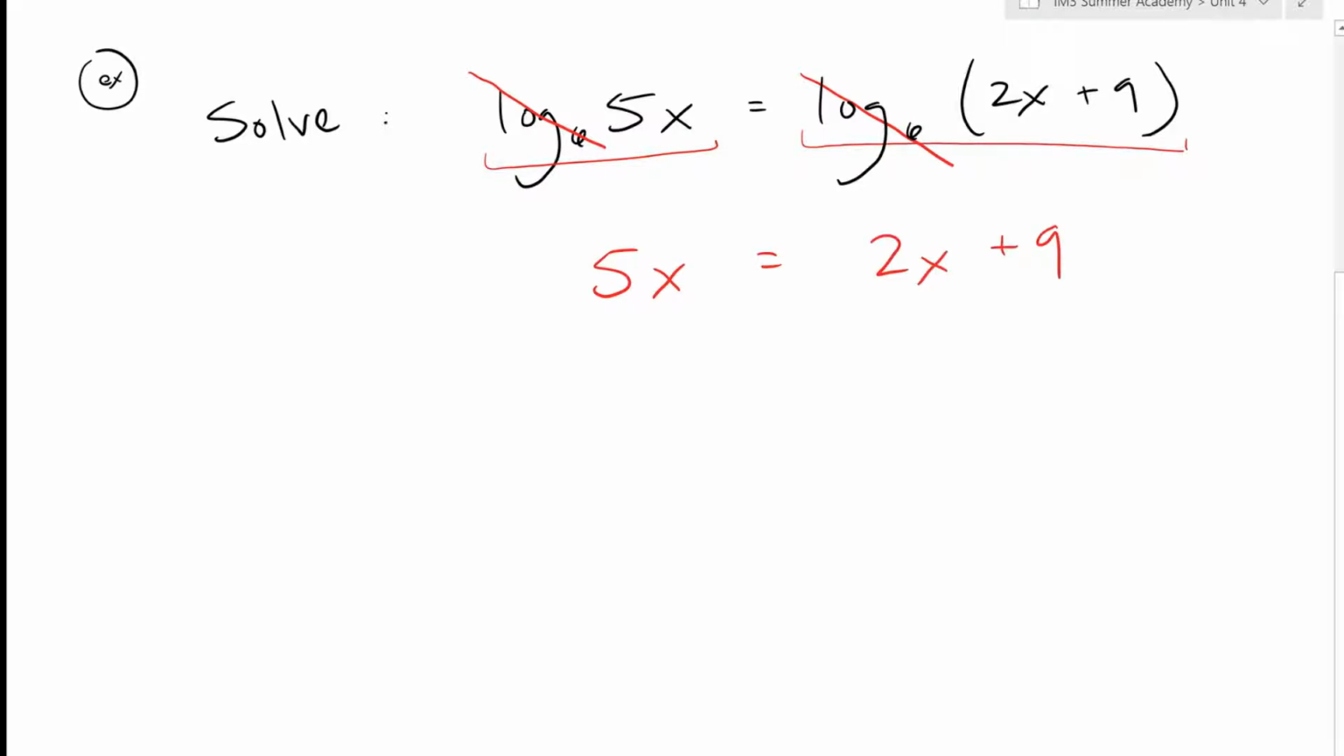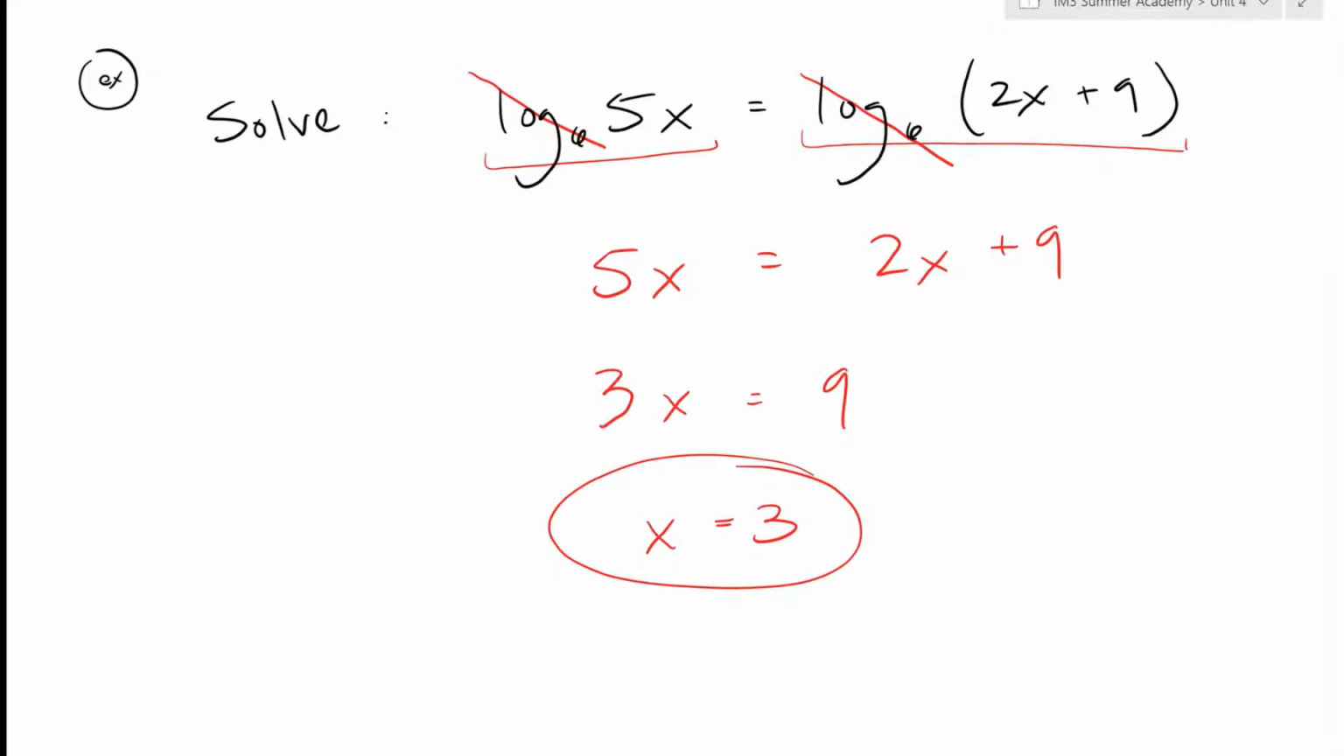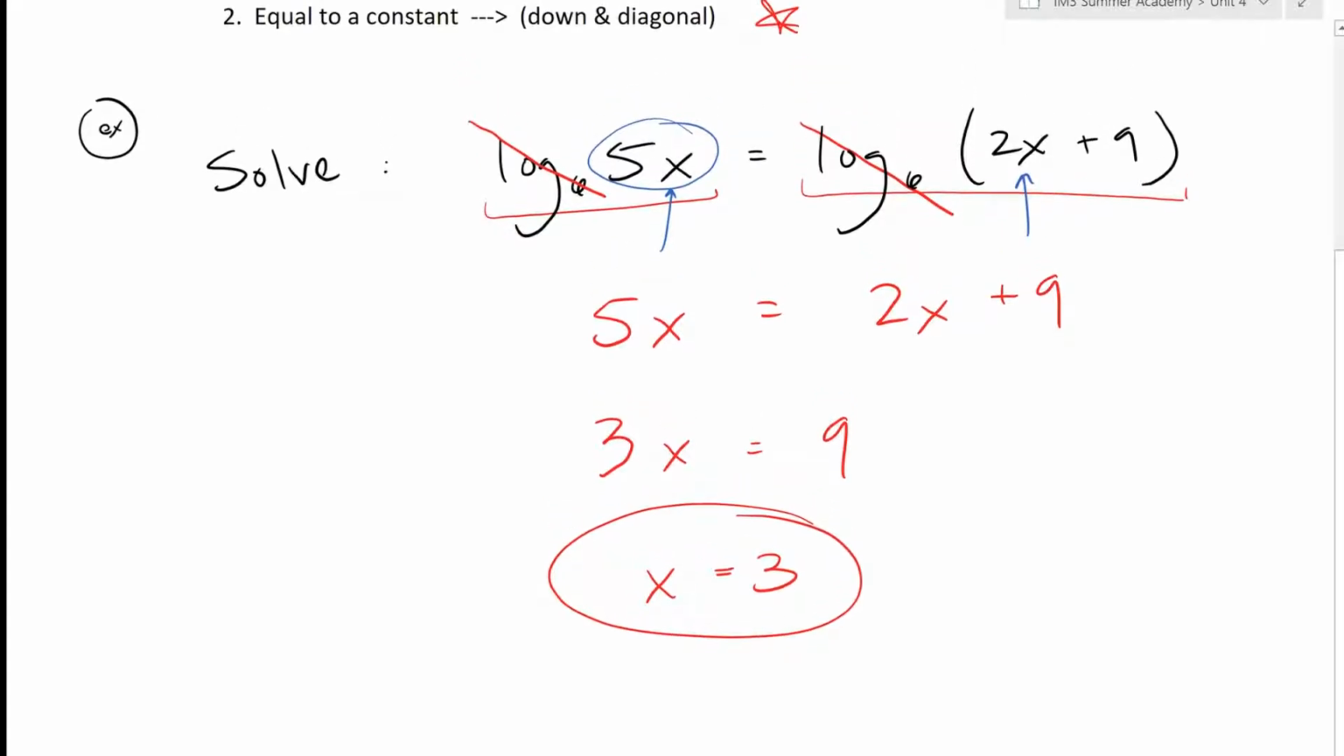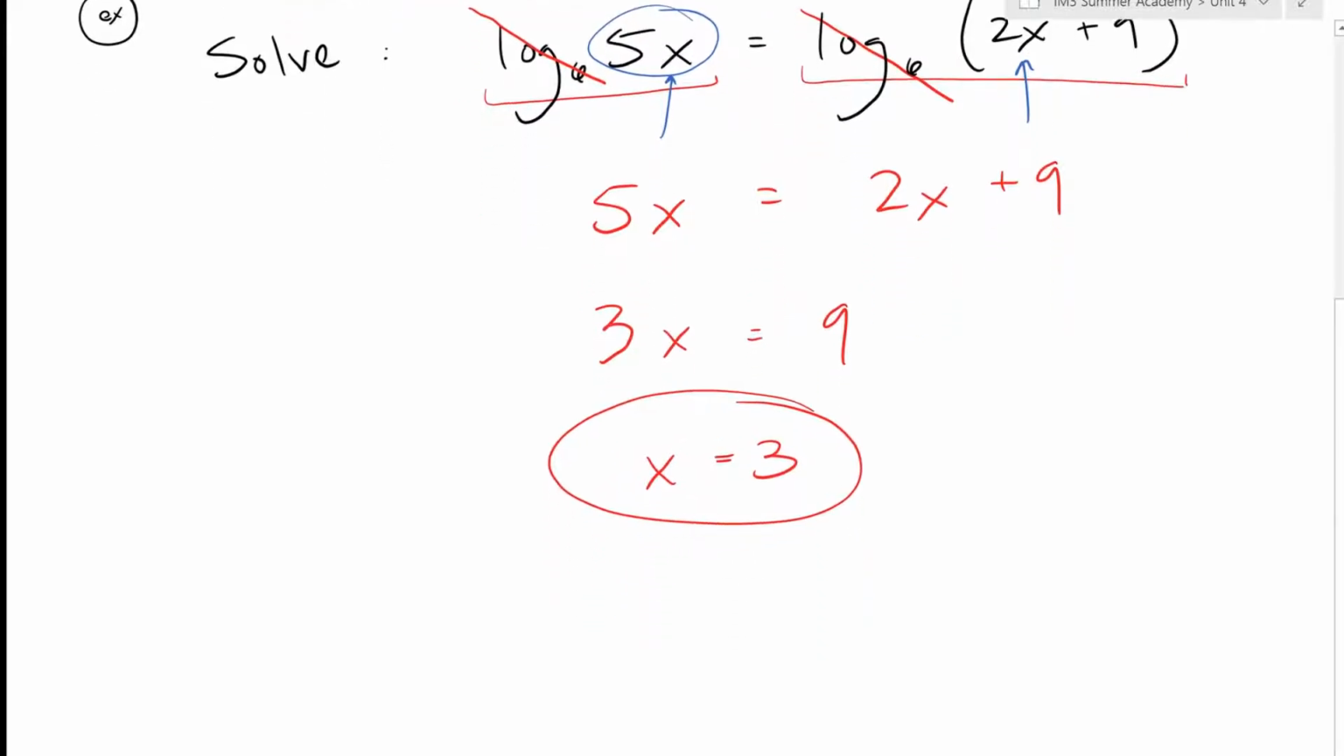And now, without the logs, this is something we can solve. Subtract 2x over, we get 3x equals 9, and dividing by 3, x equals 3. Now we will have to check something later on. If I plug that number back in, it creates a negative answer in here, then we have to cancel that out. It's kind of like an extra solution. So if we plug it in here, if we get negative, no, that's a positive 15. If I plug it in here, 6 plus 9, also a 15. So we're not getting negative logs. We can't have negative logs. All right, so let's see how we can apply this to other ones.